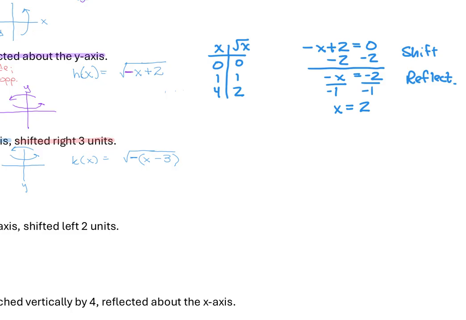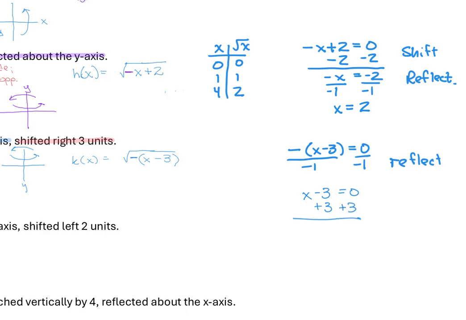On the other hand, if we look at the other one, if we do minus x minus 3 in parentheses equals 0, what we do is we divide by negative 1, this is our reflect, and then we add our 3, and we get our shift.